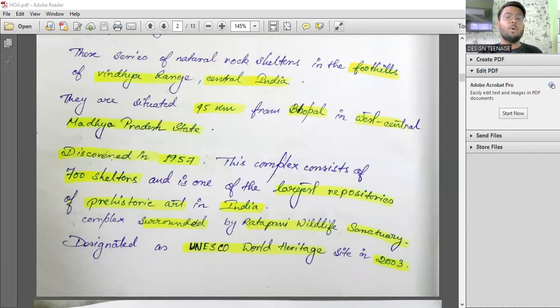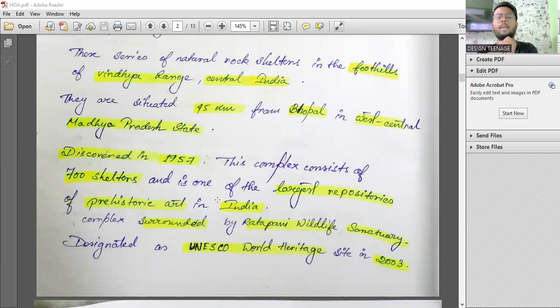There might be even more which have been destroyed in the natural course of things. Okay, 10,000 years is definitely not a matter of joke. 700 shelters have been discovered, and together they are one of the largest repositories of prehistoric art in India. So all the 700 caves found are the largest repositories of prehistoric art in India. What do we mean by this?